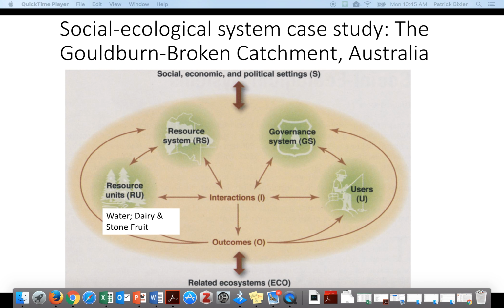So in the case study, what are the resource units? Let's think about two of them. One is the water, the other is dairy and stone fruit, so agricultural production.